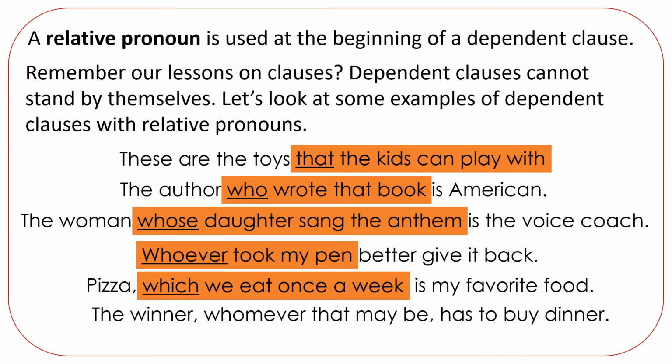The winner, whomever that may be, has to buy dinner. Whomever that may be is the dependent clause. Whomever is the relative pronoun, and it's referring to or relating to the winner.